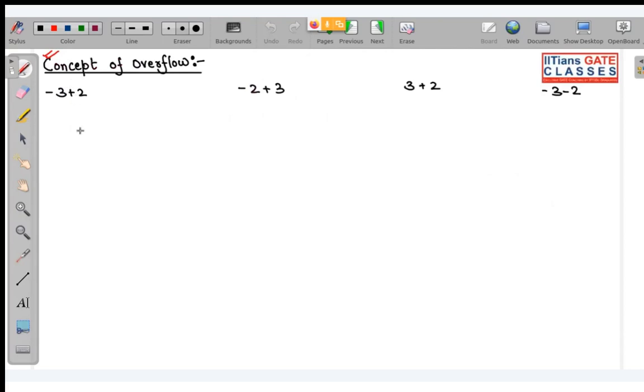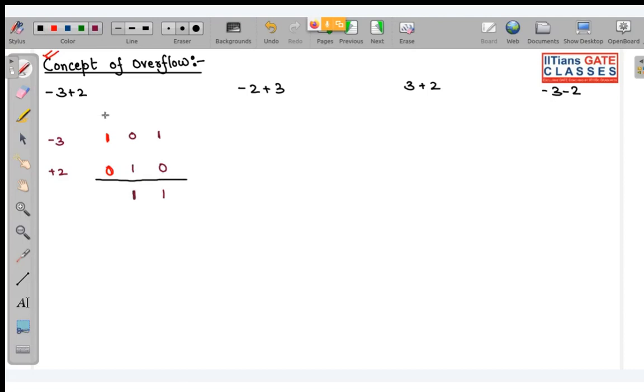Now simply I need to add these. So minus 3 plus 2. Minus 3, just now I wrote, that is 1 0 1, and this plus 2 is what? 0 1 0. Now let us add this. So if I add this, 1 plus 0 is 1, 0 plus 1 is 1.